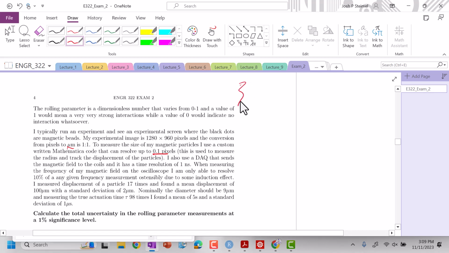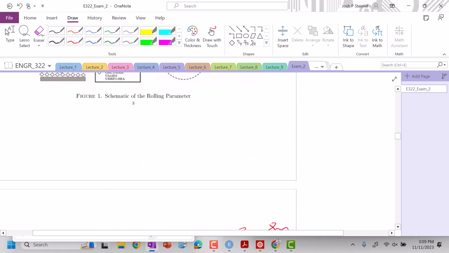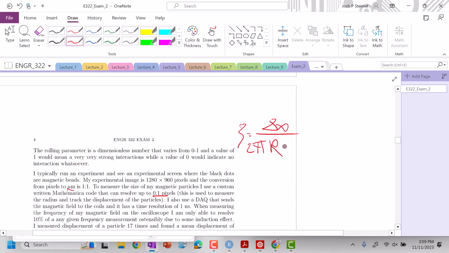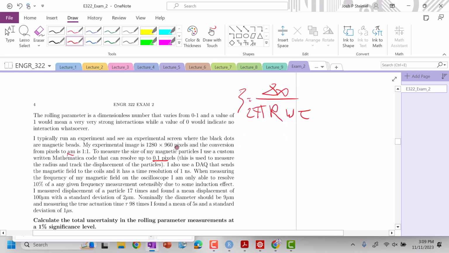So we have our function eta, which is delta x over 2 pi r omega tau. So when we look at this side of the screen, pixels to micrometers 1 to 1, I can resolve up to 0.1 pixels. I use a DAC that sends to the magnetic field coils, and it has a resolution of 1 nanosecond. When measuring the frequency of the magnetic field, I only have a resolution of 10% of any given frequency measurement due to some induction effect. I measure displacement of a particle 17 times, so I have n particle equals 17.